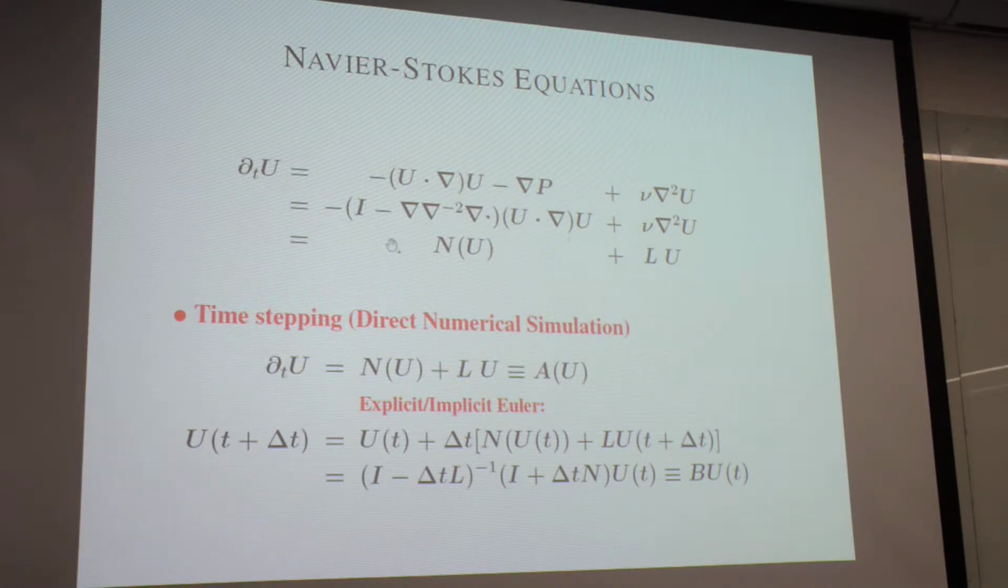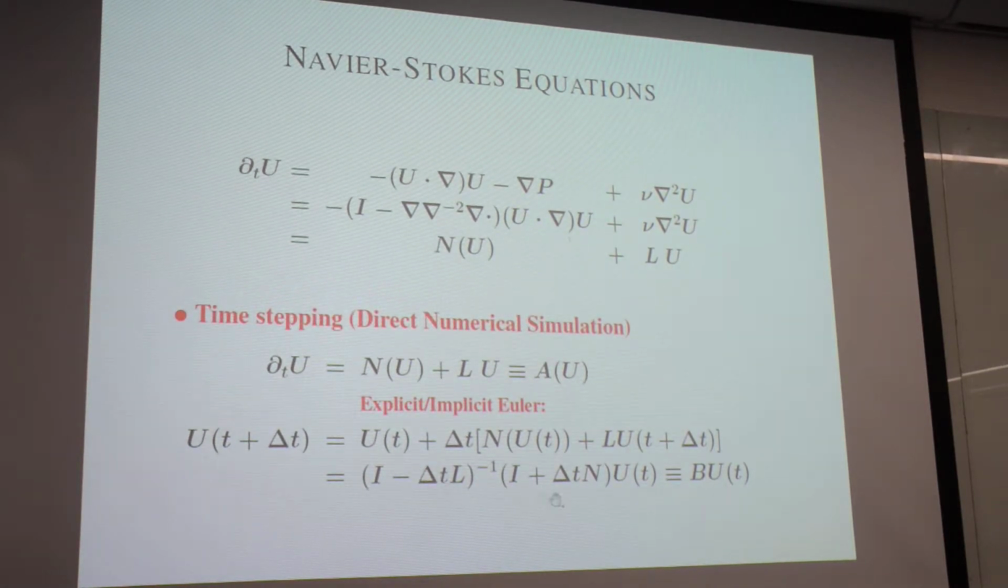So I'm writing the Navier-Stokes equations schematically as LU plus N of U, and I'm assuming what I came to before, which was that I'm using implicit linear and explicit nonlinear time stepping. I call this time stepping operator B, that's just my notation, and I call N plus L, A, just my notation.